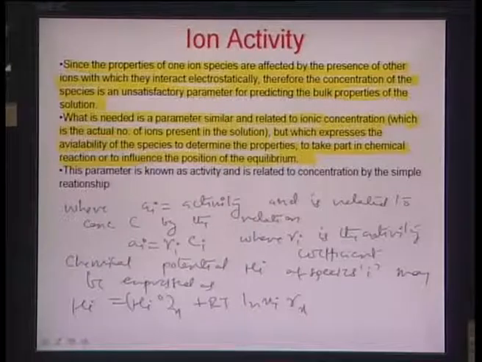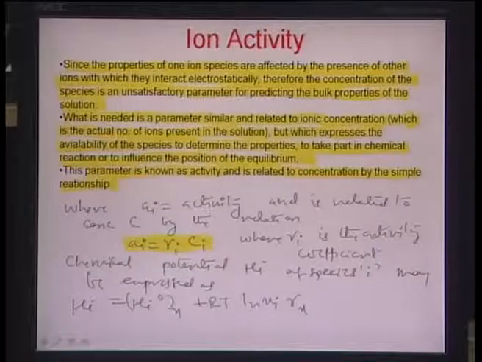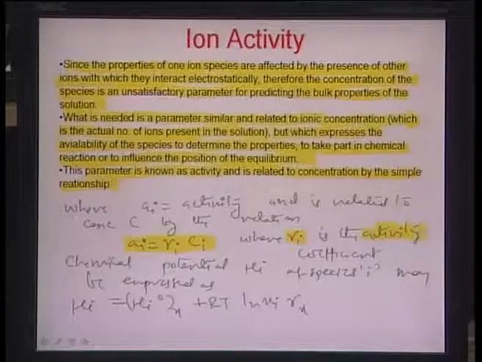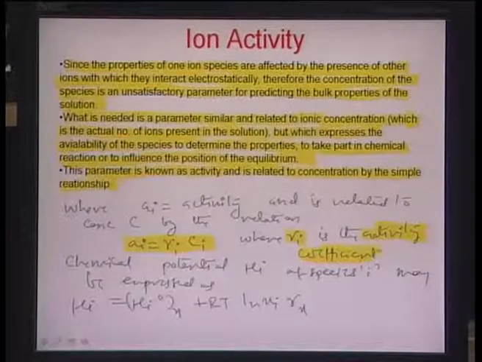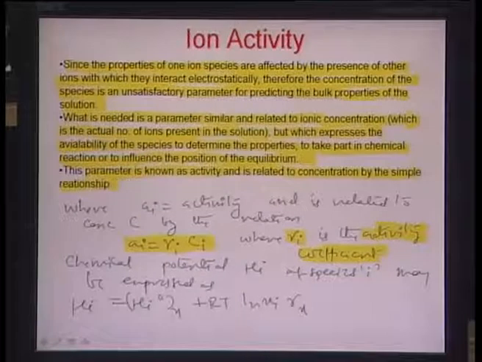This parameter is known as the activity of a particular species. It is essentially a factor. Instead of Ci, the concentration of the species, we replace Ci by another parameter Ai, the activity, which is equal to gamma i times Ci. Gamma i is of course the activity coefficient here, and Ci is the concentration of the ith species, and that is what it is.